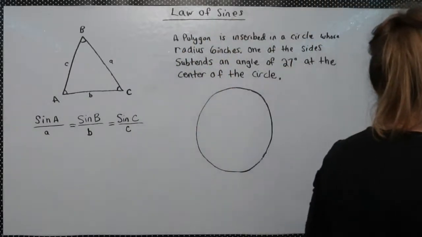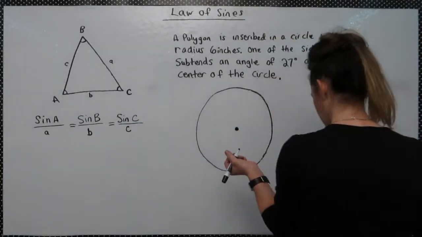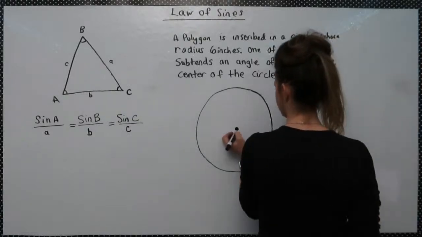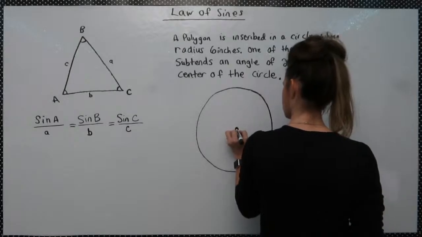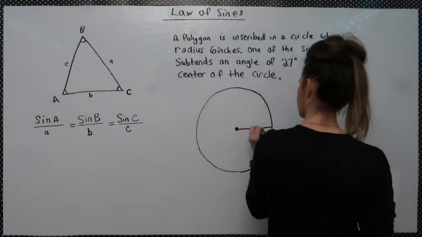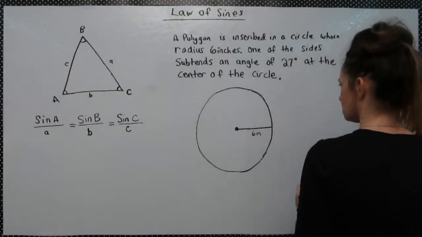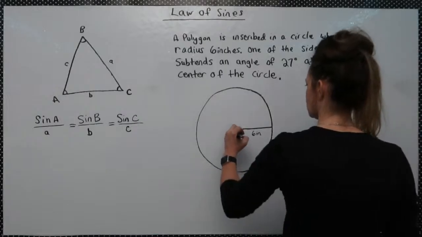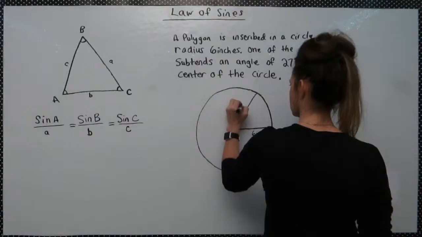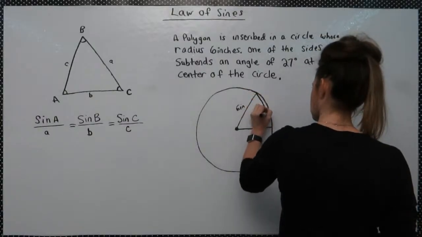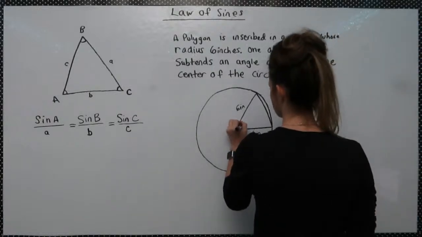All right. So we have a center of the circle, and we have got this polygon in here somehow. So we've got a circle with a radius of 6 inches. And we've got another radius, right here, of 6 inches. And then we've got this side in here of the polygon. And then we've got 27 degrees.